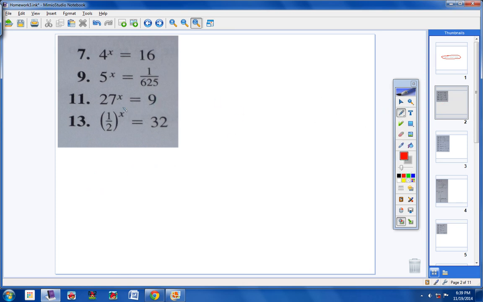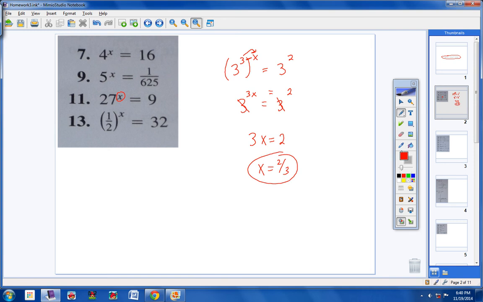Alright, here we go. Both of these can be written with a base of 3. So for 27, I would put 3 to the 3rd power, and then right here is your x. And then for 9, I'm going to put 3 squared. Now, whenever you have a power raised to a power, you multiply your exponents together, 3 times x. So you'd have 3 to the 3x power equals 3 squared. And now look, we wrote both sides with the same base, 3. Cross off your base, and you have 3x equals 2. Divide both sides by 3, and x equals 2/3.